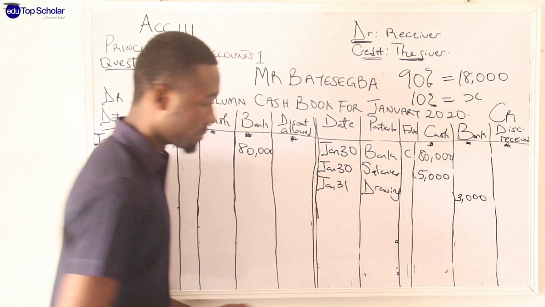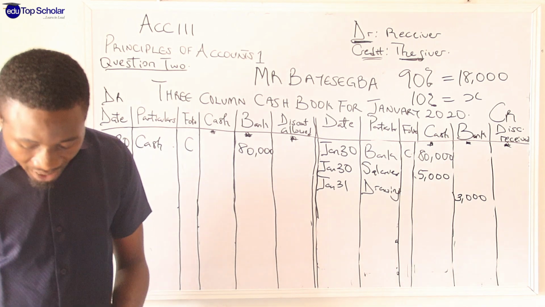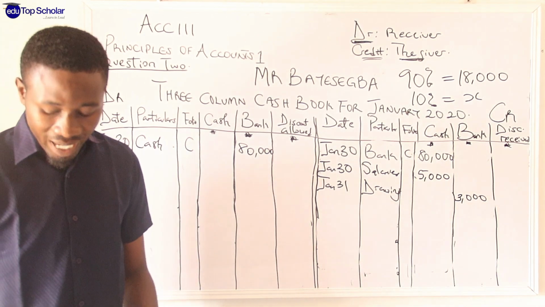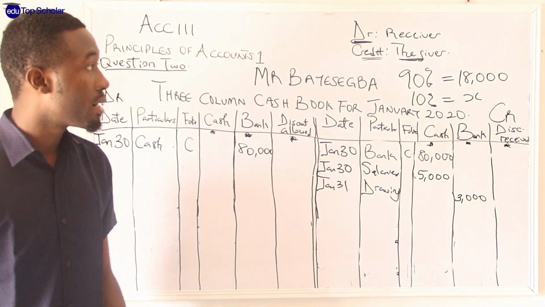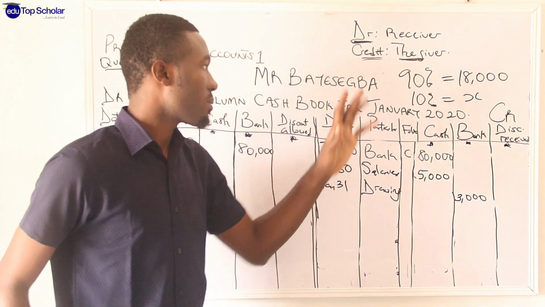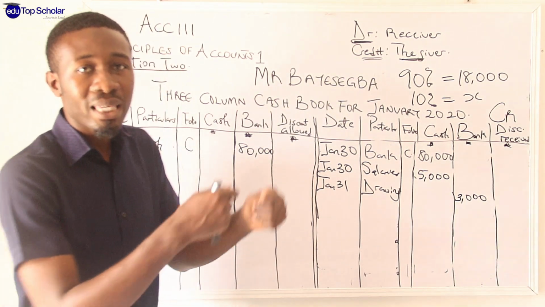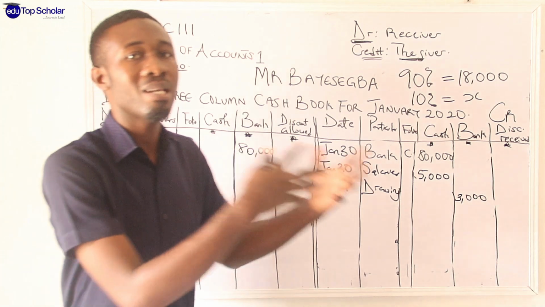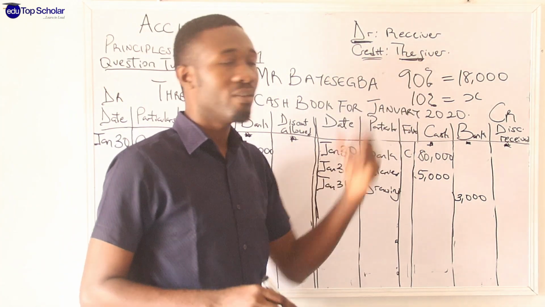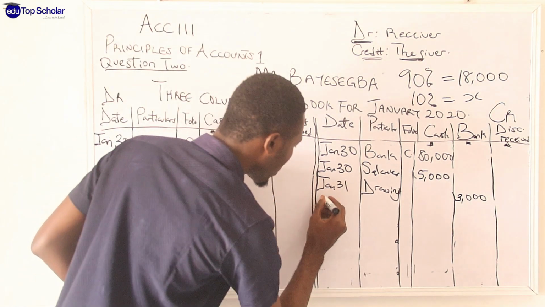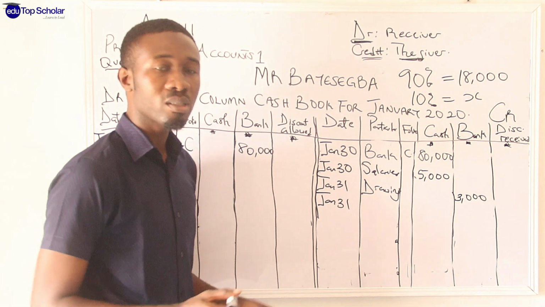3,000 naira. Then on that same January 31, they said he paid Bashiru by check. He paid Bashiru by check 80,000 naira. So we know, because quite a number of times we've said it, that whenever we are giving out money, whenever we are making payments and money is leaving the business, it will be recorded on the credit side because we are the giver. So we are giving out money to Bashiru January 31 because Bashiru is the one receiving the money.